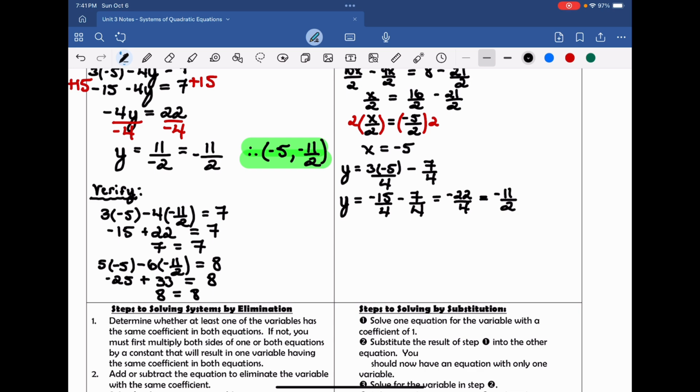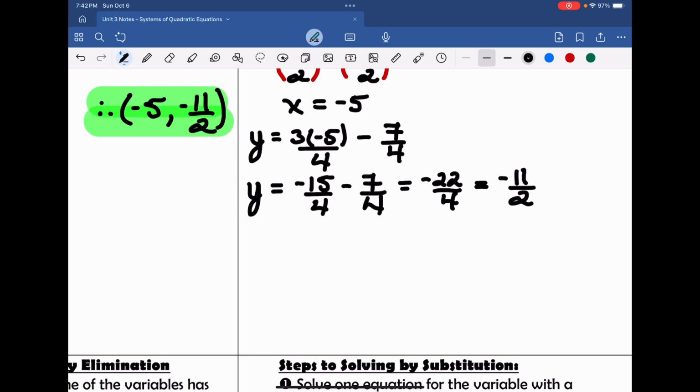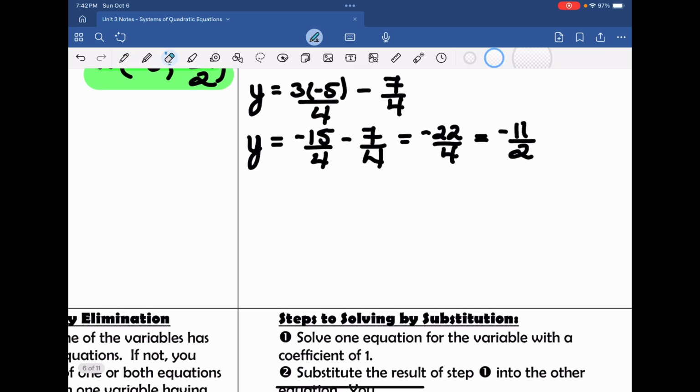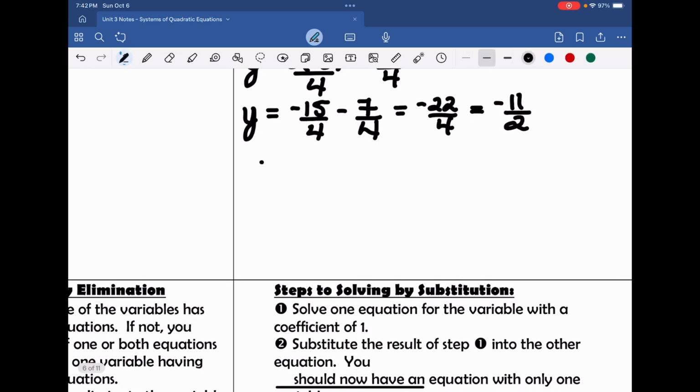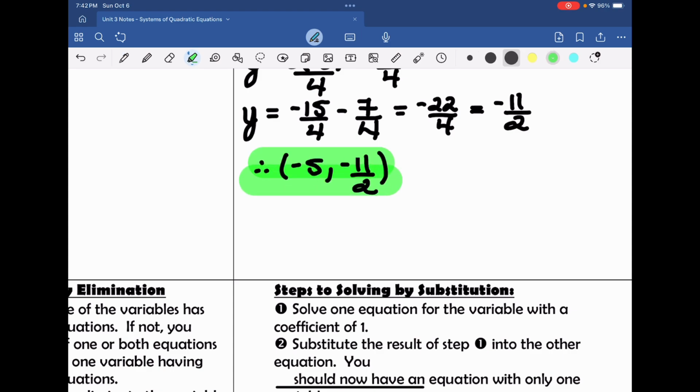So therefore, the solution is actually just the exact same, and then our verification step would apply for both. At this point, I'm just going to go right below here and say, therefore, we have this where our solution is negative 5 and negative 11 over 2, just like it was before. I'm going to highlight this to make sure that it is obvious.